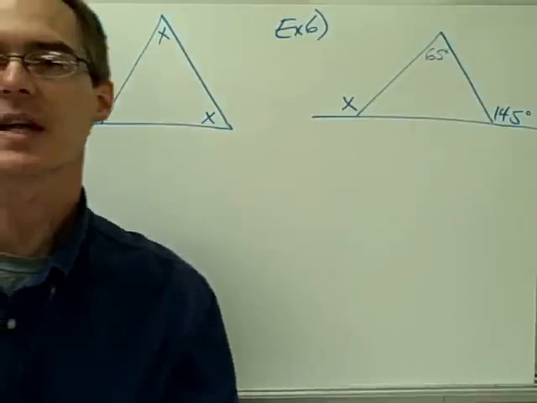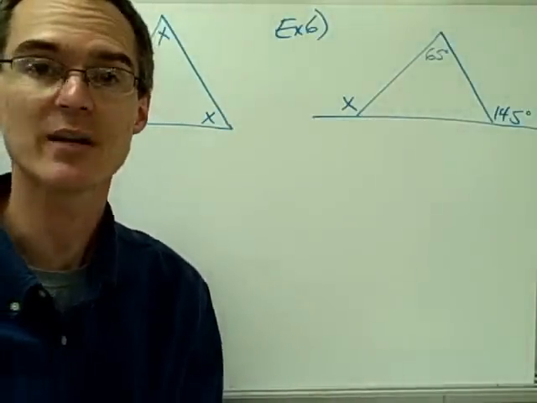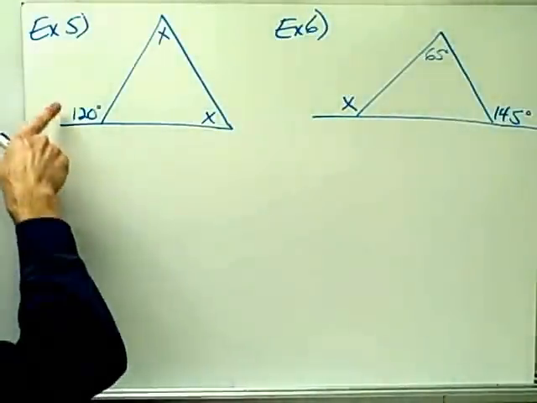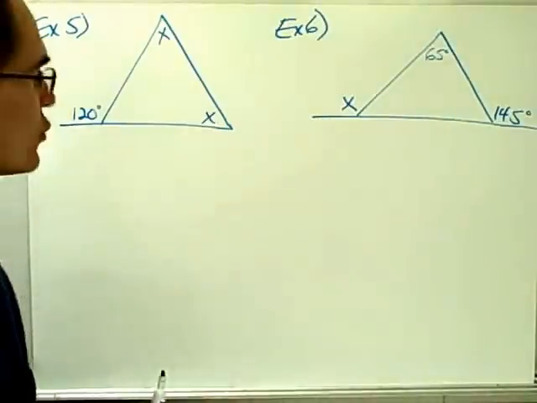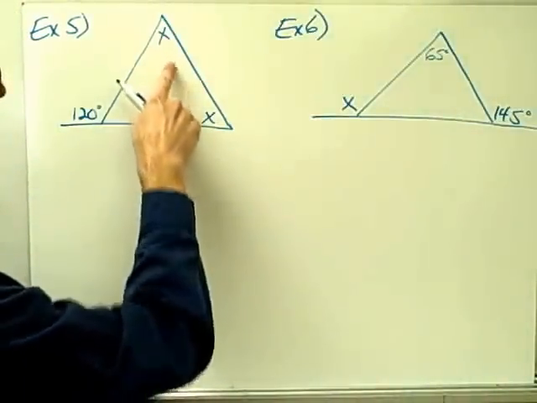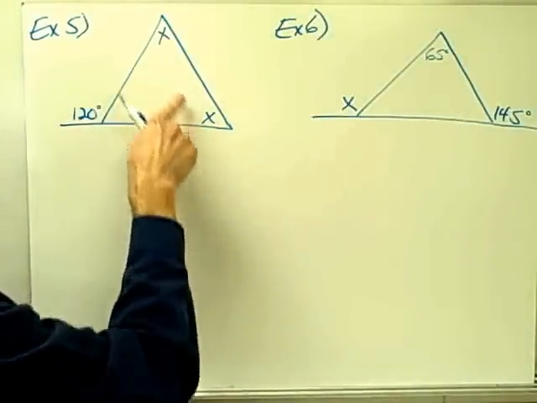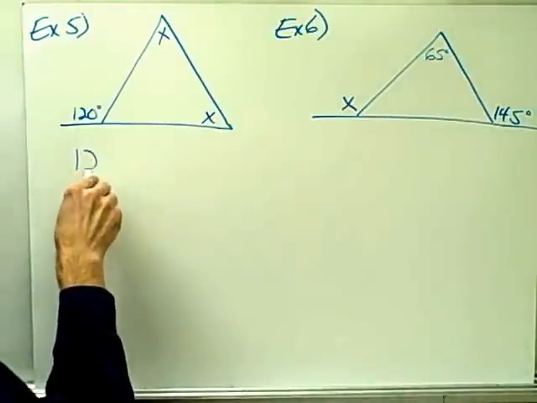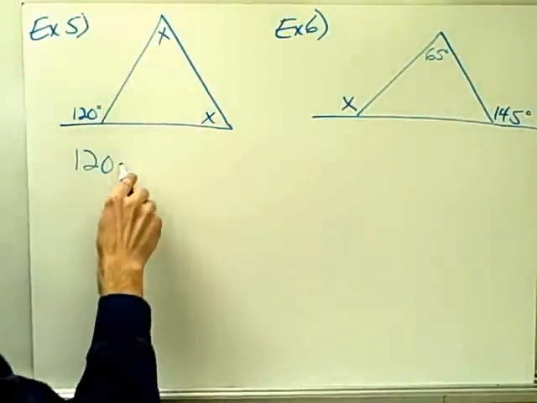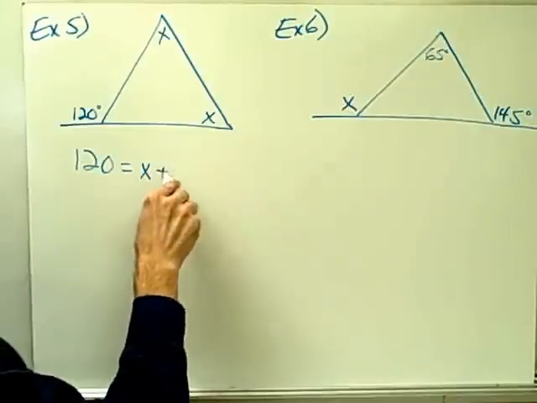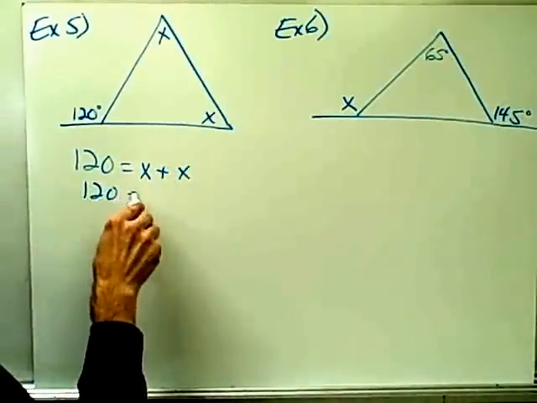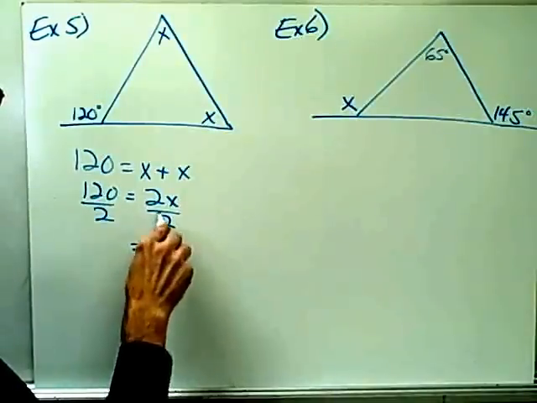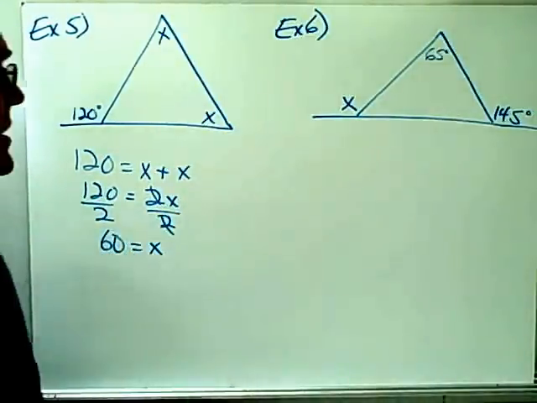So now let's take a look at some examples that make use of the exterior angle theorem. So example number 5, I have a triangle. The value of an exterior angle here is 120. And then I'm looking for the value of these two remote interior angles. Well, I can use my exterior angle theorem, which tells me that the measure of this angle must be equal to the sum of these two angles. So I have 120 equals 2x. I divide both sides by 2, and I get x equals 60.